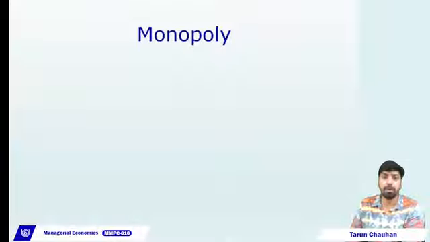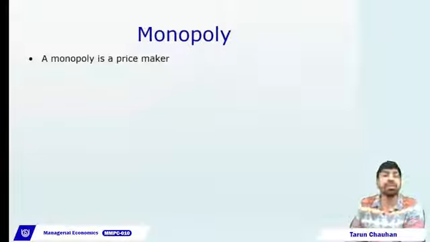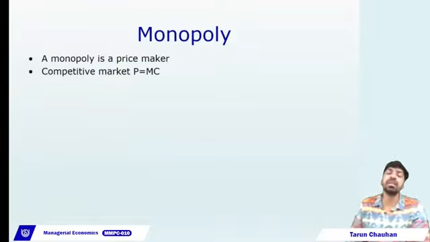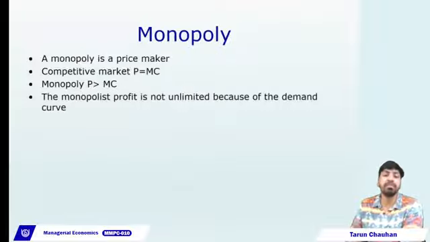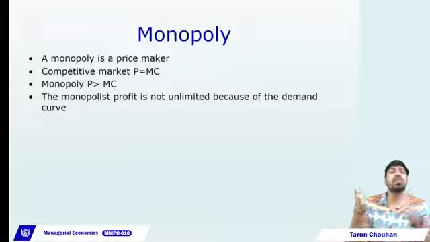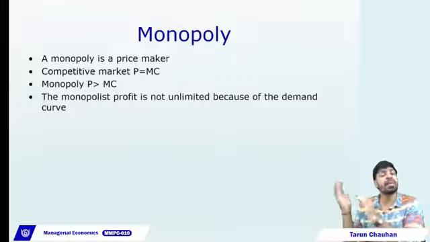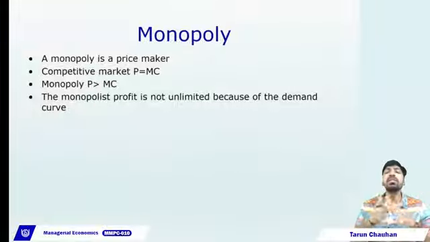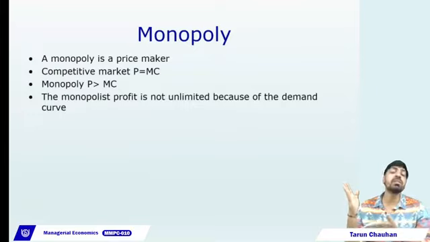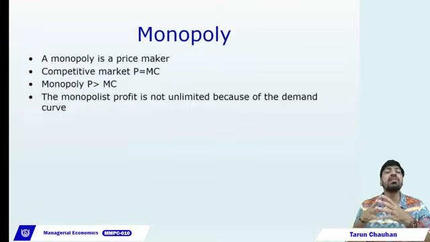Monopoly is a price maker, and it has substantial control over the price. In a competitive market, price is equal to marginal cost. In a monopoly, price is greater than marginal cost. It means the monopolistic profit is not unlimited because of the demand curve. When we talk about price, which is equal to demand, which is equal to AR, along with MR, MC and TC, the monopolistic profit is not unlimited because the demand curve is downward sloping, and that's the main reason.